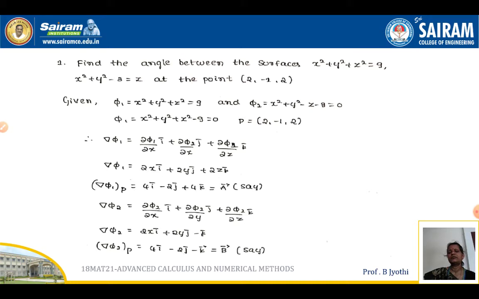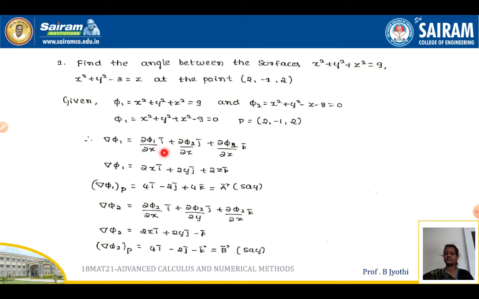Now let's see some problems. Find the angle between the two surfaces x square plus y square plus z square equals 9 and x square plus y square minus z equals 3 at the point (2, -1, 2). Given the first surface and the second surface, we will name them phi 1 and phi 2 respectively, at the point (2, -1, 2). We will find out what del phi 1 is.